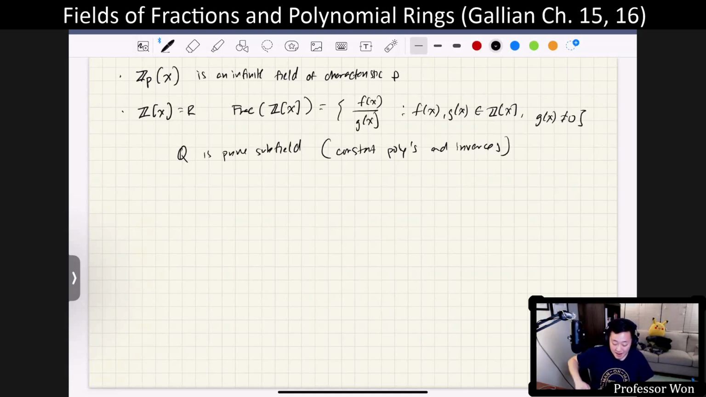Okay, so our next topic is the topic of polynomial rings. This is chapter 16 in Gallian. So we've already seen many examples of polynomial rings in this class, but we haven't rigorously defined them, and we haven't studied them tons yet. So today, what we'll do is we'll give a formal definition in almost full generality.